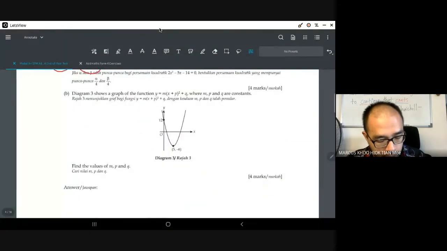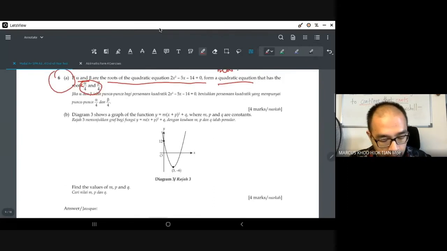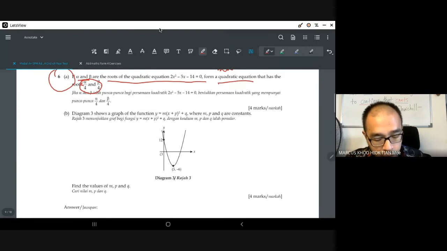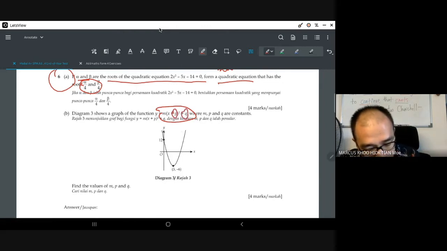Okay, this is from yesterday, but I'm just going to answer this. So diagram 3 shows a graph of function y equals m(x plus p) squared plus q. Okay, remember that this is the vertex form, not the general form, where these two numbers are related to the graph.